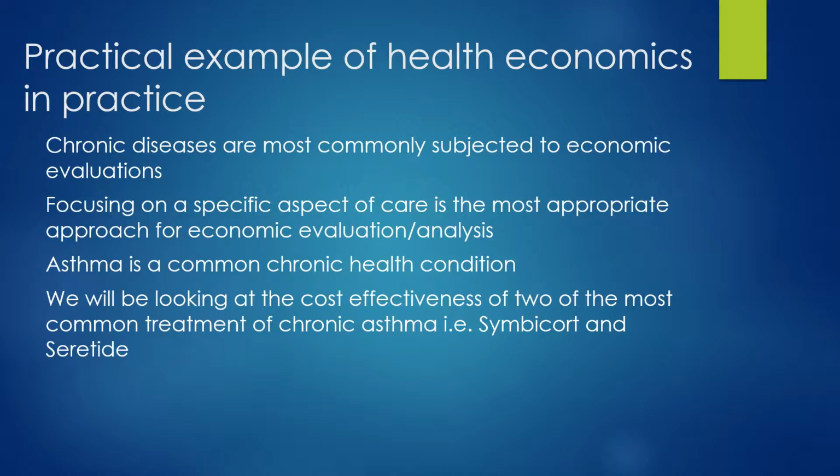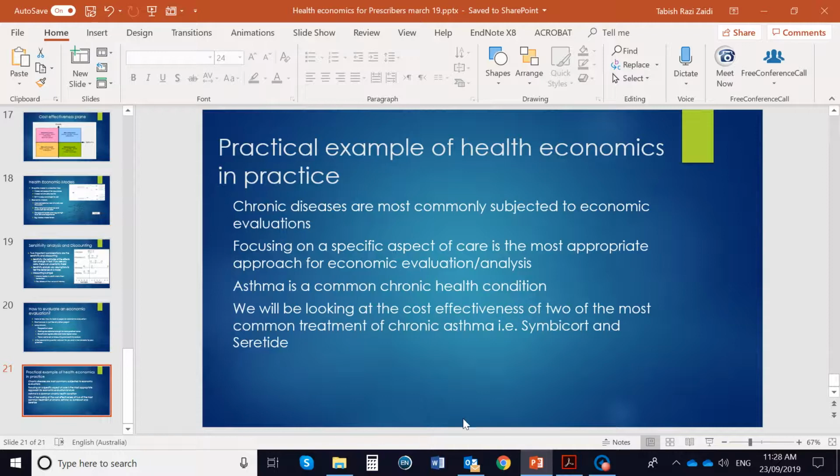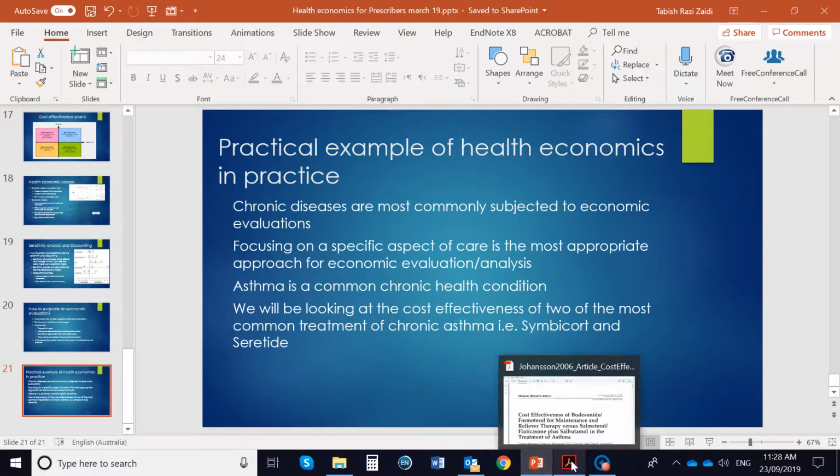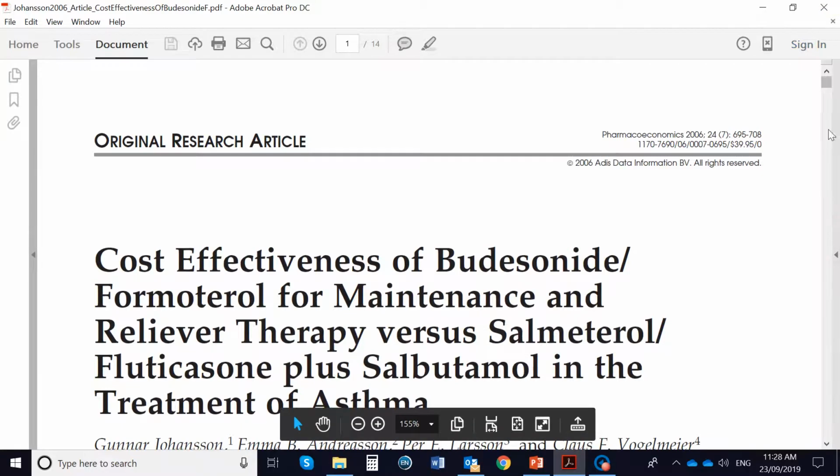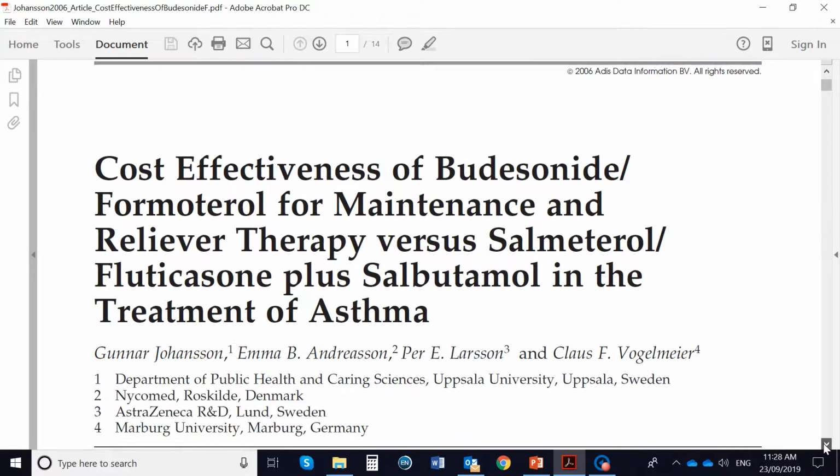So asthma, a very common chronic health condition, and a very common question is, there are a lot of asthma inhalers, which one is better? So there was a study looking at the impact of two major brands, and seeing whether one brand or one strategy is better than another. So we will do that as an example. I won't go into details of it. I'll make it available, and I'm going through a reasonable outline of that. So there's the paper that will be available to you.